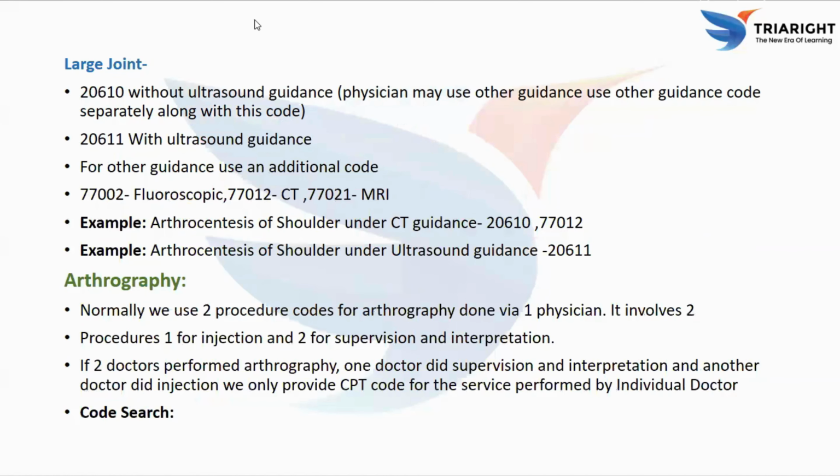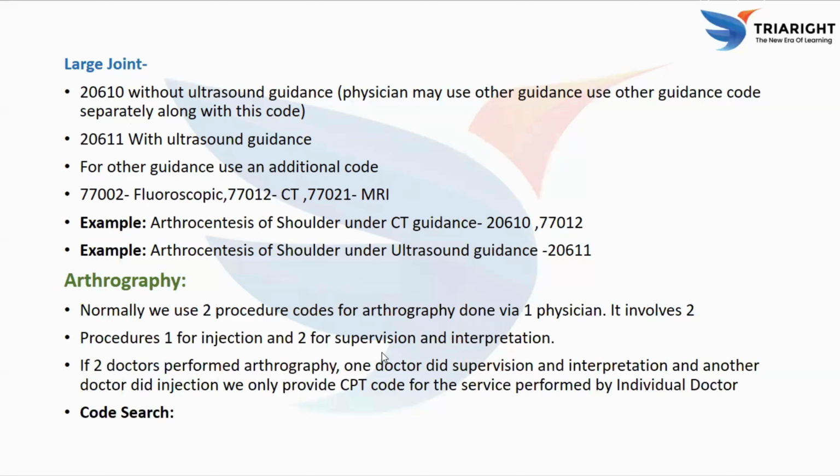And large joint codes. So 20610 is without ultrasound guidance, so the needle is placed without real-time ultrasound. The physician may use other imaging guidance but ultrasound is not used here, so other guidance can be coded separately. And 20611 is for ultrasound guidance. In this, real-time ultrasound is used and needle placement is visualized, and ultrasound guidance is included. So do not code ultrasound separately with the 20611 code.